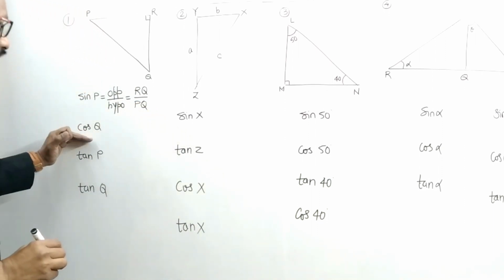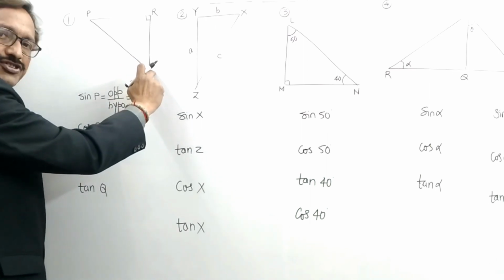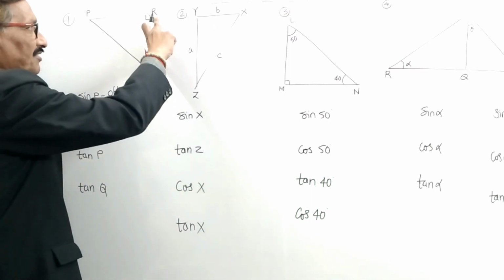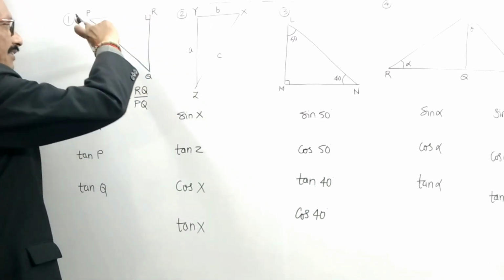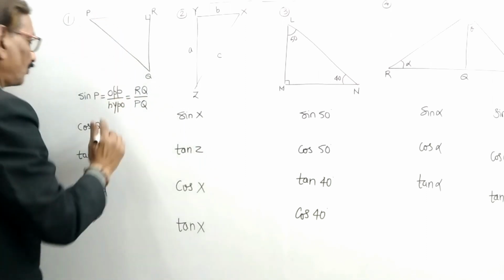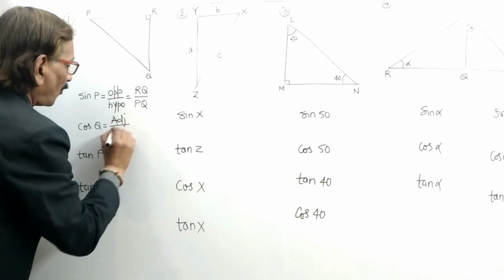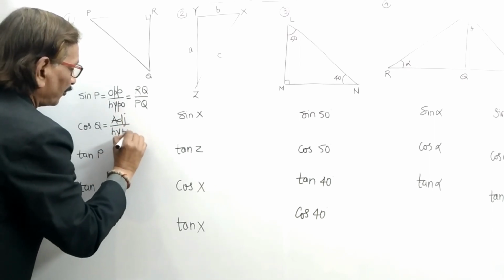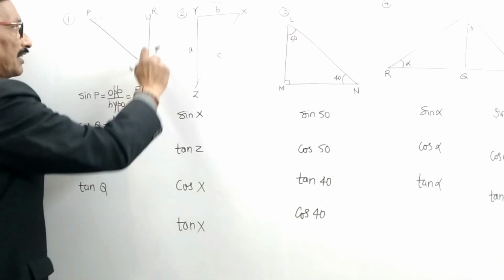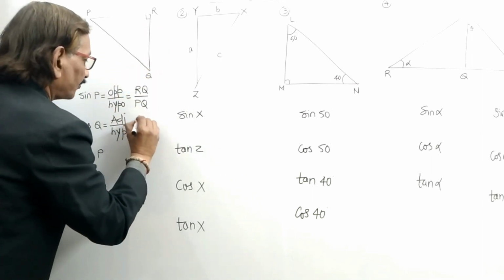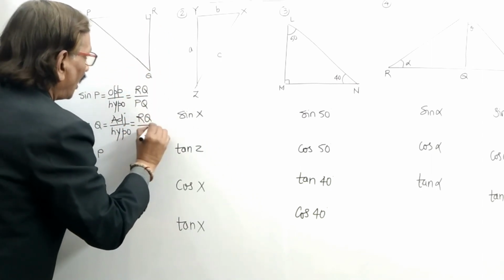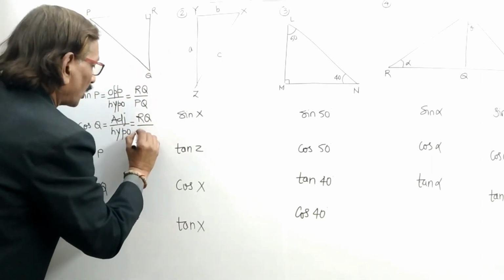Next is cos Q. Here I have cos. Adjacent is RQ and the hypotenuse is PQ. So here adjacent upon hypotenuse. For Q, the adjacent side is RQ and the hypotenuse is PQ again.